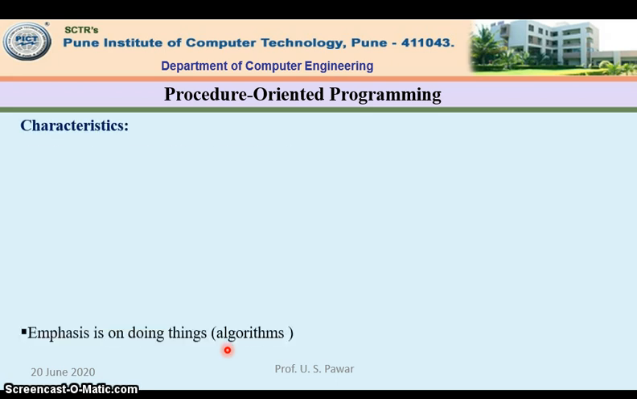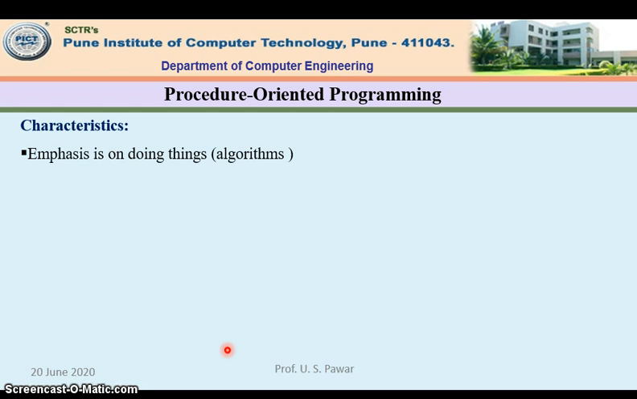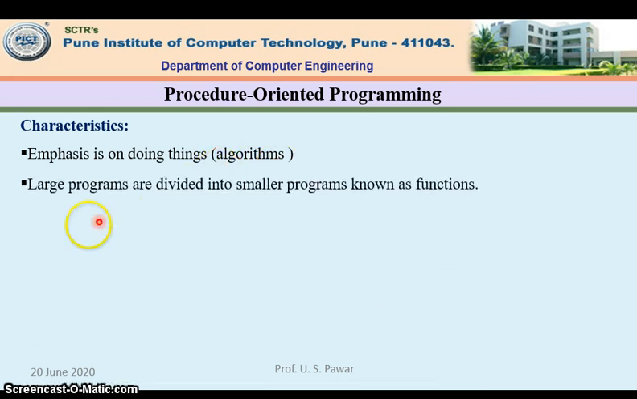Now what are the characteristics of POP? So in this type of programming language, more importance or emphasis is given on doing things, that is, the procedure, which can also be called algorithms. The next characteristic of POP is that any large program or any simple program in POP is divided into smaller programs, in terms of functions.